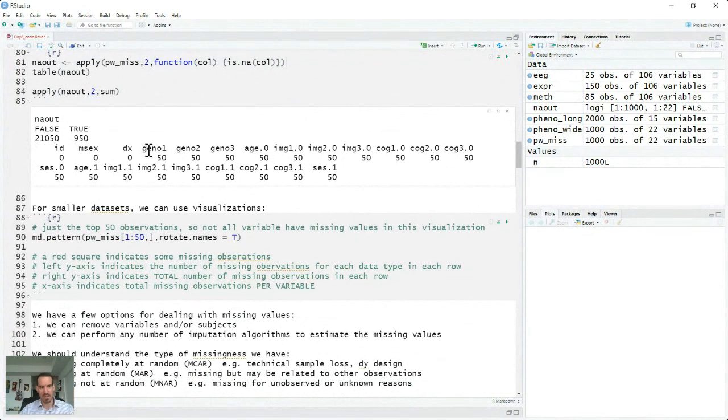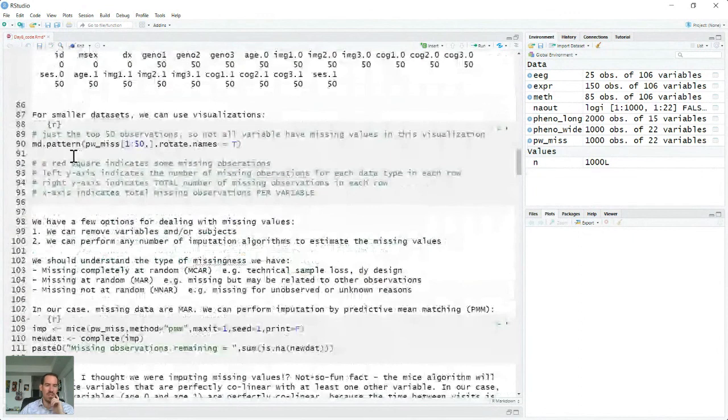We can very clearly see that every variable now has 50 missing observations, and this is not by mistake, we engineered this into the missingness. Now, it's not the same 50 observations that are missing. It's not the same 50 people missing this data. That's been done randomly. But there's a total of 50 missing in each variable.